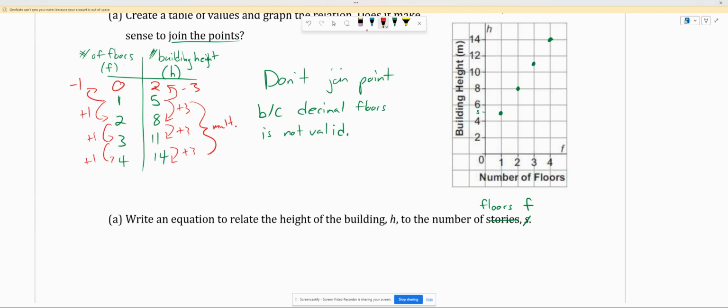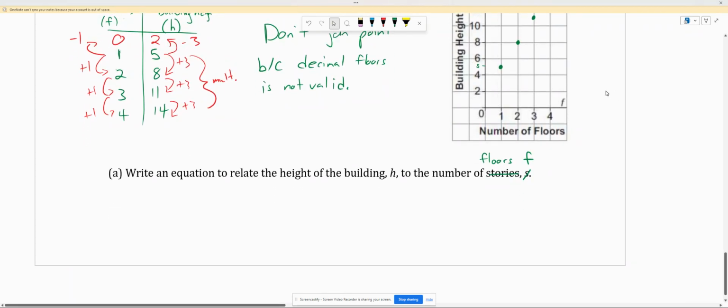So there was a 2 meter foundation before the first floor was built. Okay, so now we can set up our equation where the total height is equal to our multiplier, which is 3 times the number of floors, F, plus our 0 term. It started with 2 meters off the ground. Okay, that concludes this lesson.